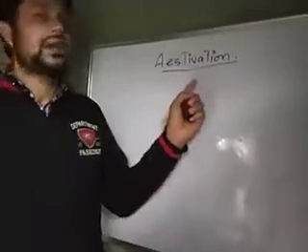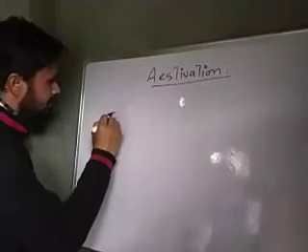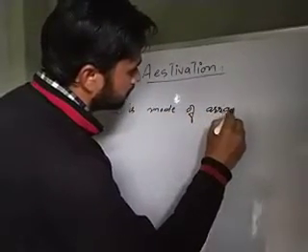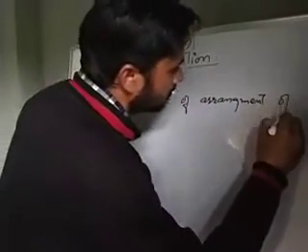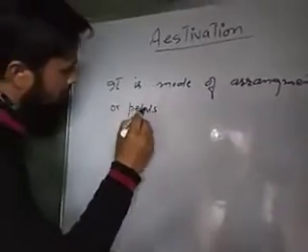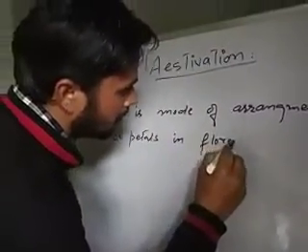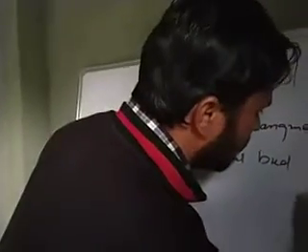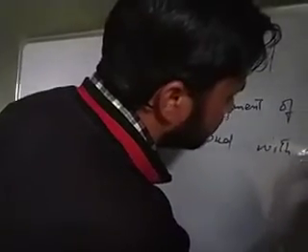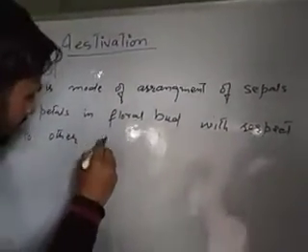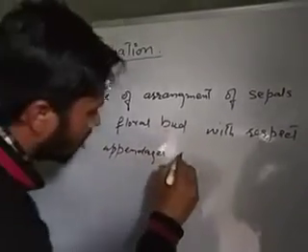Today my lecture is about aestivation of flower. So what is aestivation? It is the mode of arrangement of sepals or petals in floral bud with respect to other appendages of the same bud.